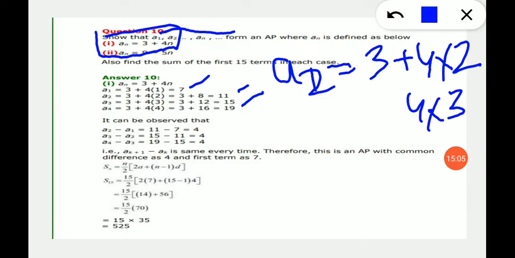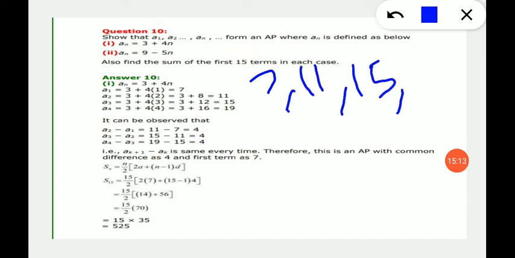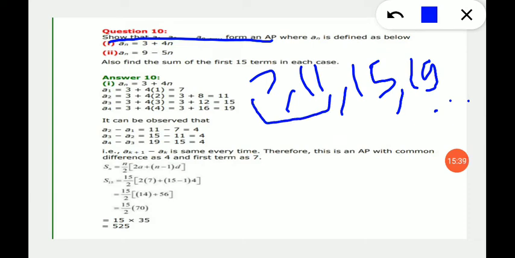And like this we are getting one sequence of numbers, and the given sequence of numbers is 7, 11, 15, 19, and so on. We have to show that these numbers form an AP. So how can we show that the numbers form an AP? Yes, by showing that their common difference is always the same. So we will find out the common difference between first two terms. What is the common difference? 11 minus 7, that is 4.